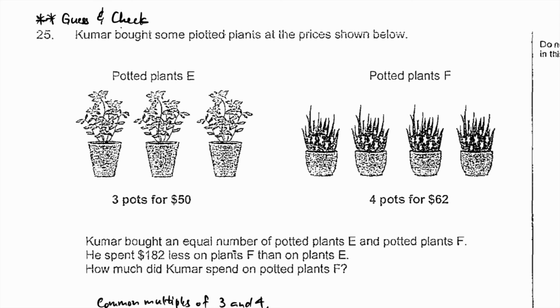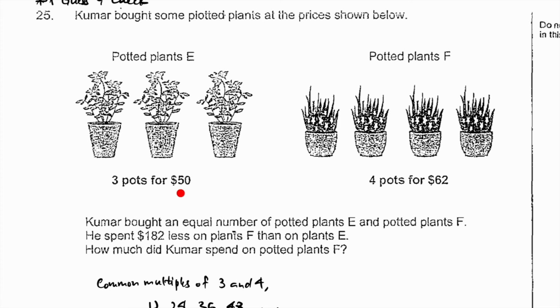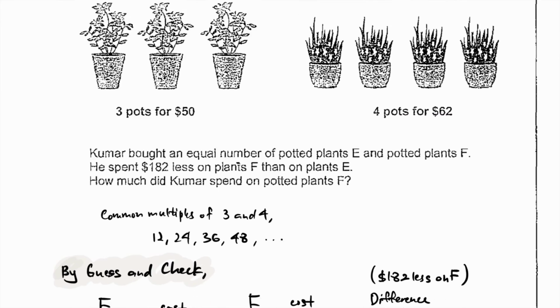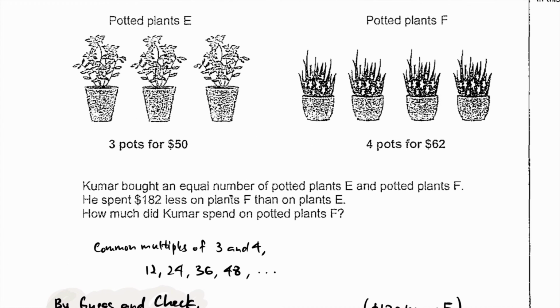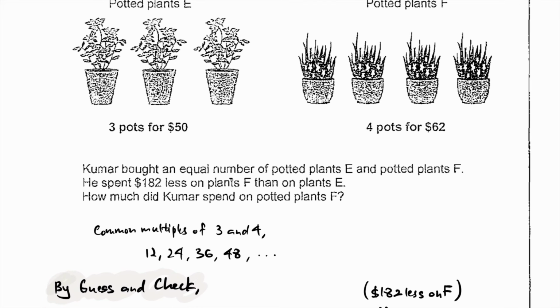25 is a guess and check question. Well, at first glance, you wouldn't be able to tell. It's a guess and check question, but let's see. 3 pots for $50, 4 pots for $62. Kumar bought an equal number of E and F. Oh, hang on. Okay, equal number of E and F. We are dealing with 3 and 4 here. So we are dealing with common multiples.